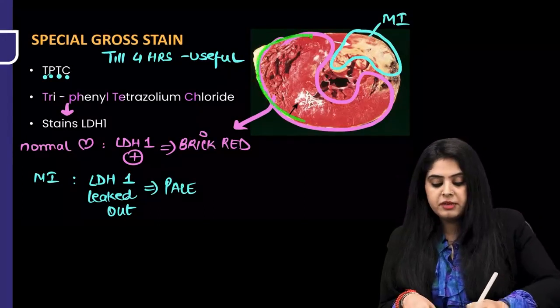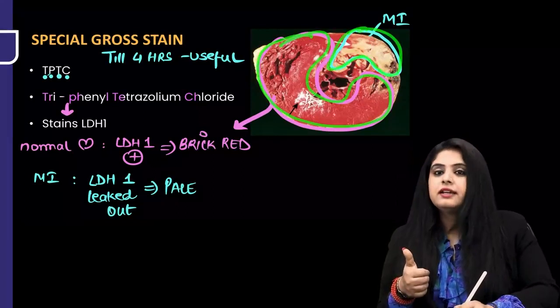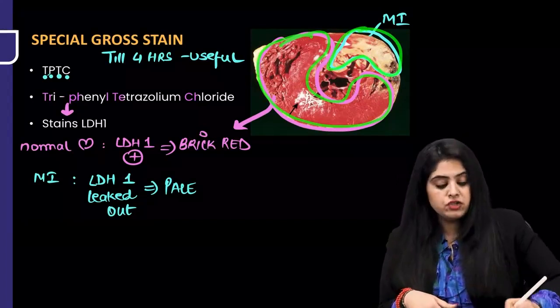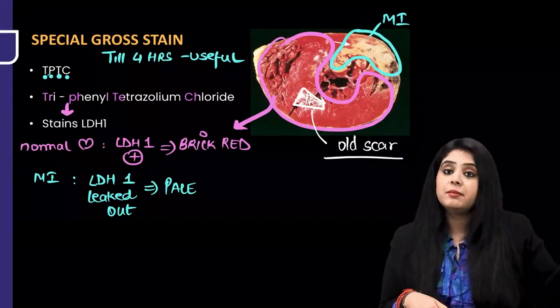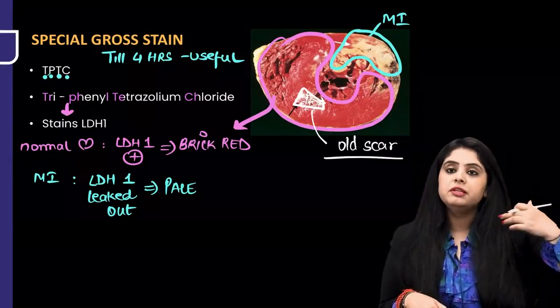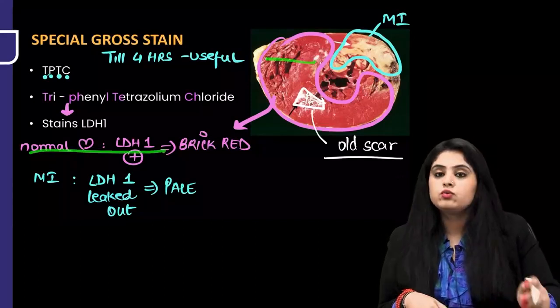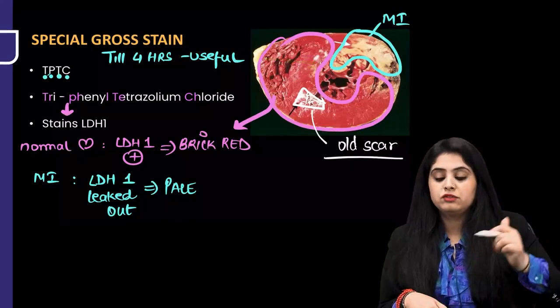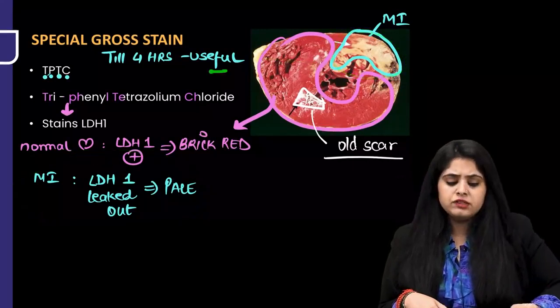So repeating, this is the brick red area that we have, which means a normal heart hai. And this is the pale area that I have, which is the myocardial infarction heart. If you're wondering what is this pearly white area, this must be some old scar. Maybe this patient has had an MI earlier also. So repeating, brick red area, LDH1 normal hai, sab kuch normal. Red means normal. Pale area means that is the area that has undergone MI. Can I use this after 4 hours?